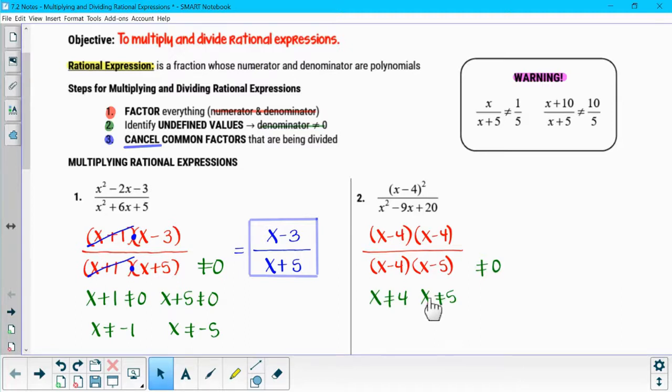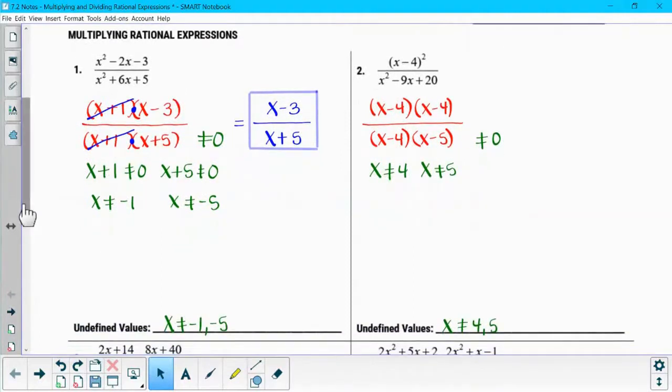Now that I have my undefined values and I have written them down in my blank, I'm going to go ahead and start canceling things out. Well, I have one x minus 4 in the top, one x minus 4 in the bottom. One pair goes together. I can't cancel this one out because there's not another x minus 4 in the denominator. So my final answer is x minus 4 over x minus 5.